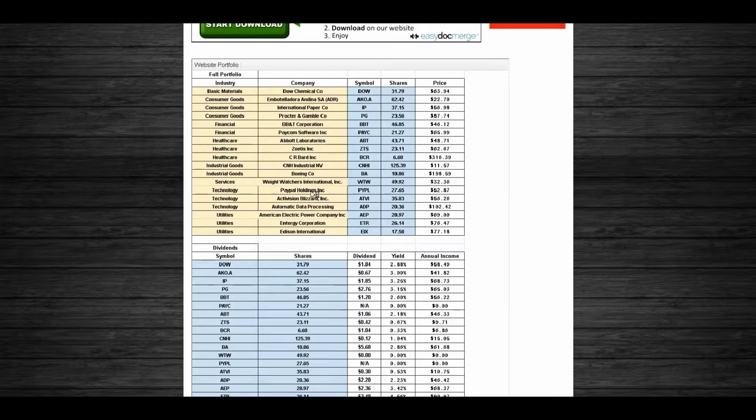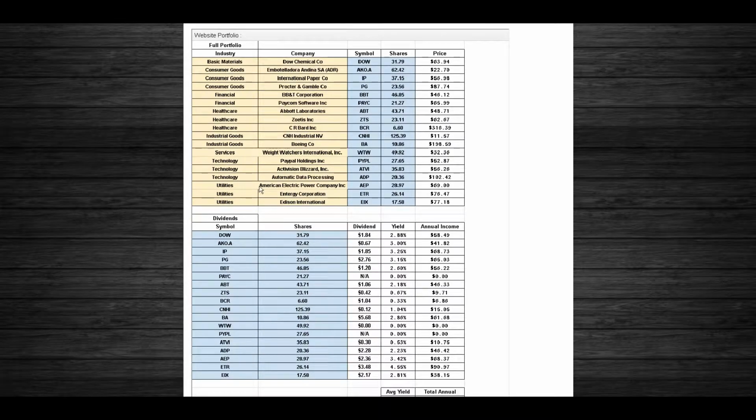Technology, I have PayPal, Activision Blizzard, and ADP. ADP has been around forever and they've been paying dividends a long time. Utility wise, these three utilities are killing me here, but utilities aren't going to go anywhere. People are always going to need their power. So I have American Electric Power Company, Entergy Corporation, and Edison International.